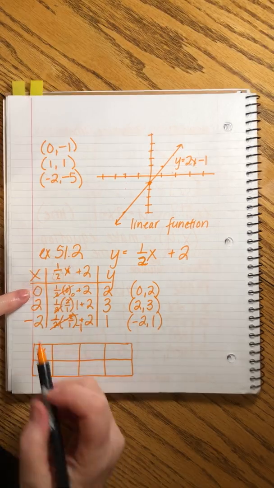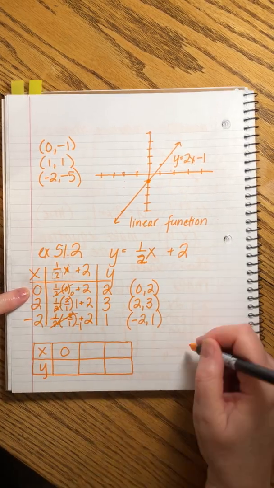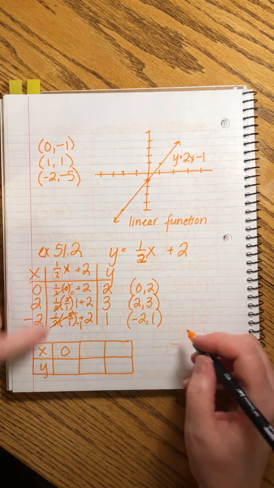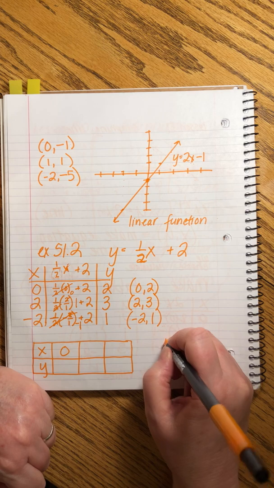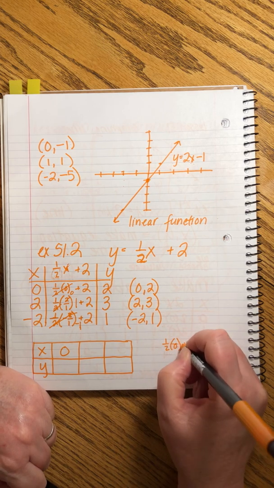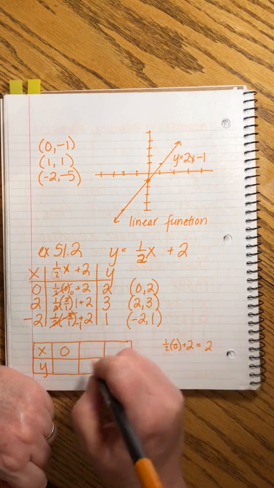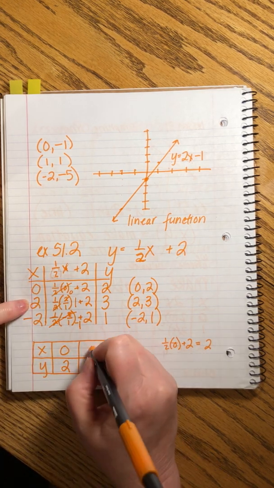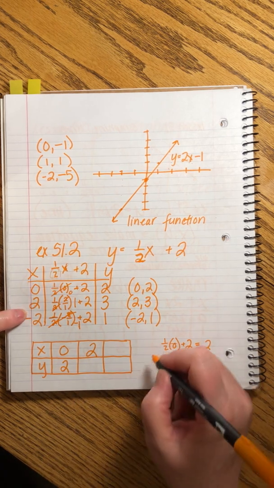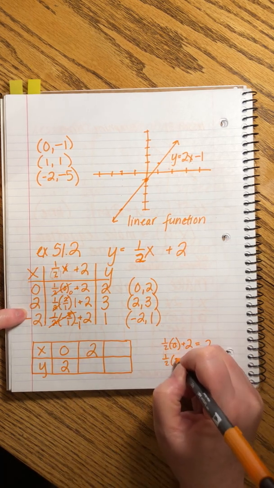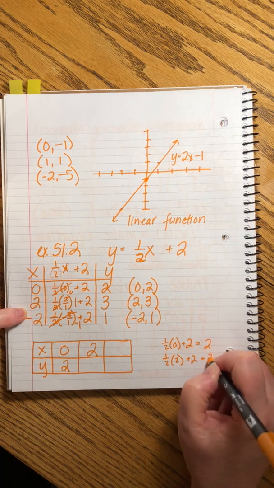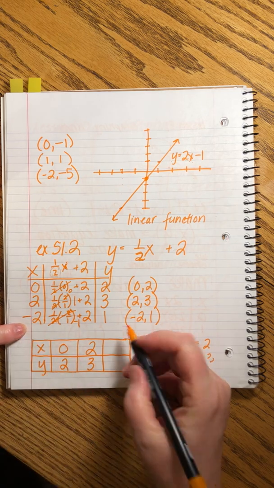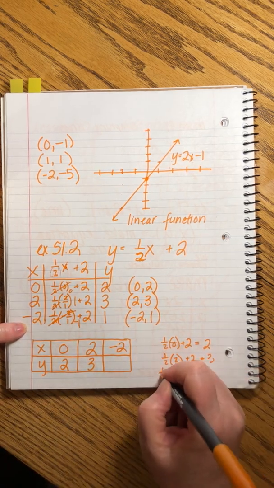So what he would do is say, okay, let's choose 0 for x. And then he would do a side calculation over here to the side: 1/2 times 0 plus 2 equals 2. And then he would write the 2 down there for the y. Then he would do the same thing. He would say, okay, let's choose 2 for x, and he would do the calculation. He'd say 1/2 times 2 plus 2. Oh, that equals 3. And he would put it here. And then he would do the same thing for -2. He would do the side calculation.